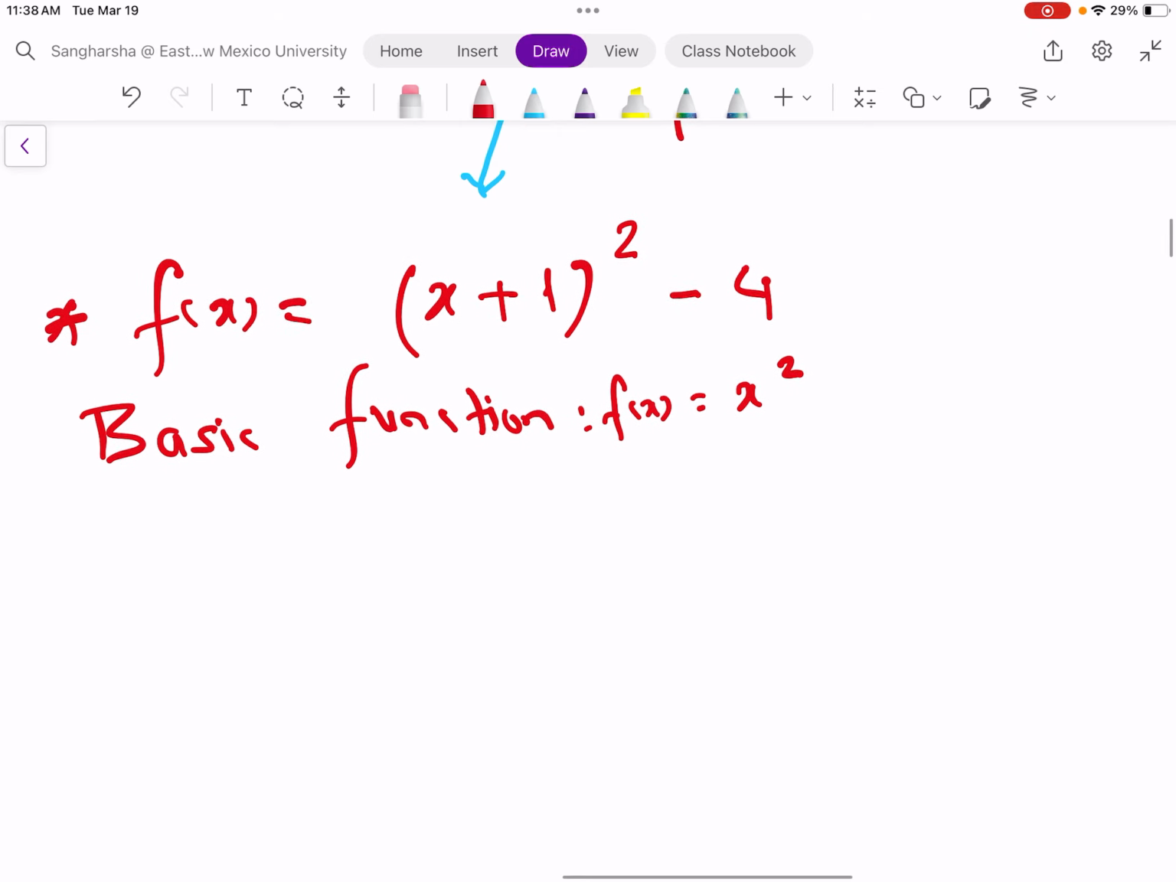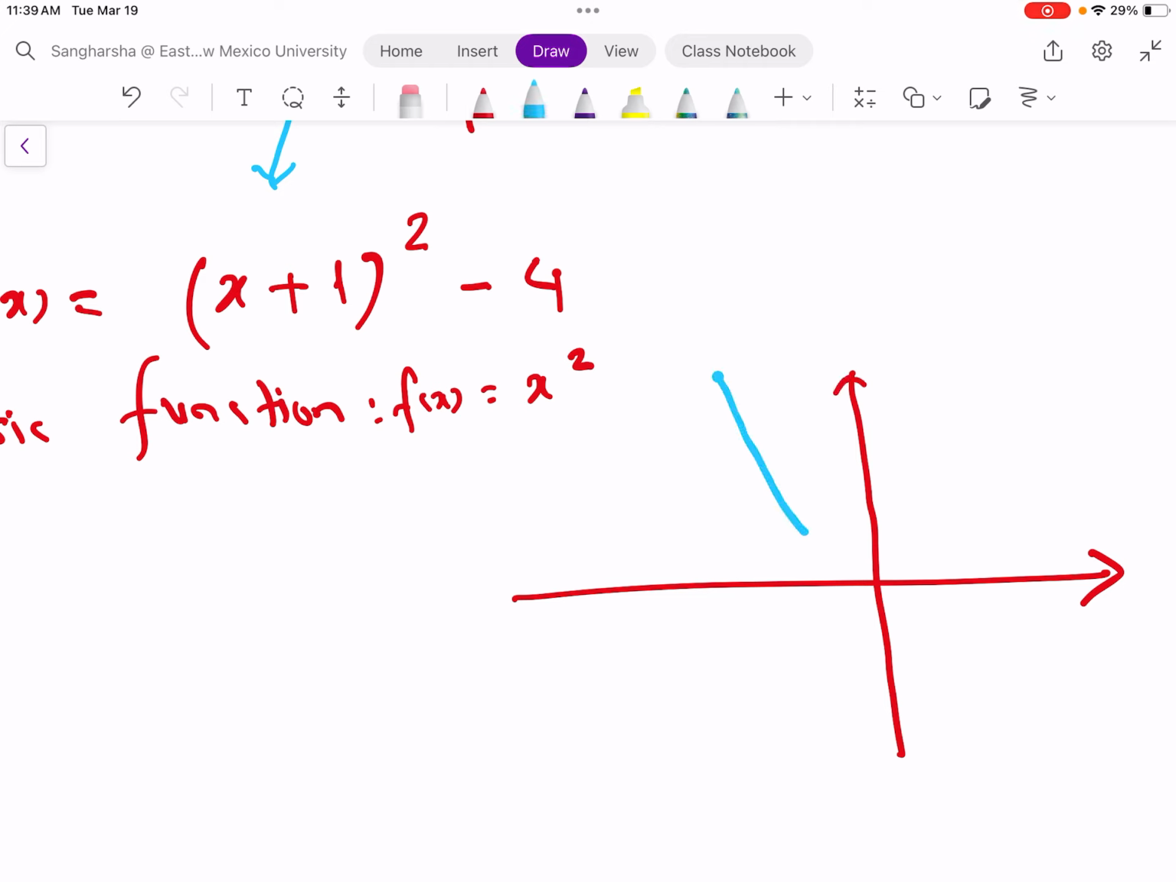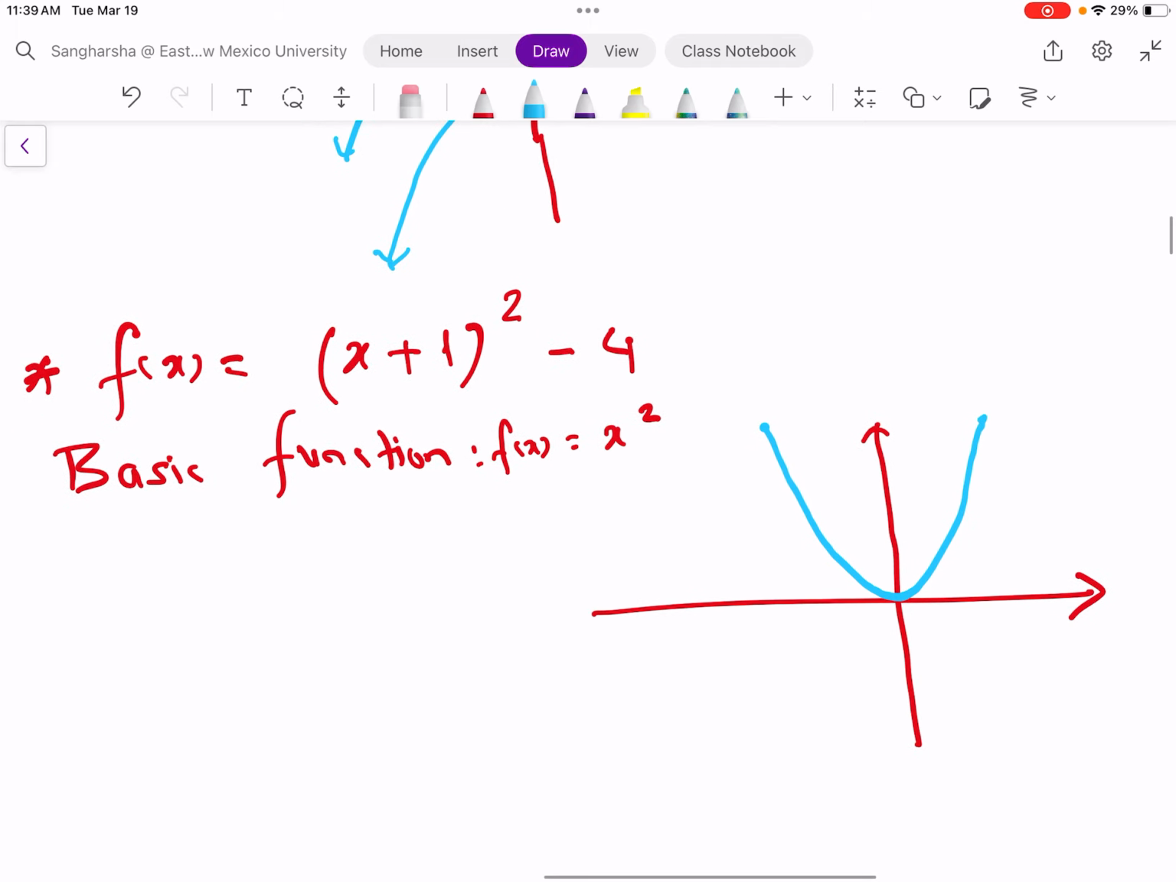Okay, now once we have the basic function, we draw a graph for this basic function. We know the graph of this basic function. The graph of this basic function is this one. Our target is graphing this function. Now, how can we get (x plus 1) squared minus 4 from x squared? This is what we have, x squared, and we need to get (x plus 1) whole squared minus 4.